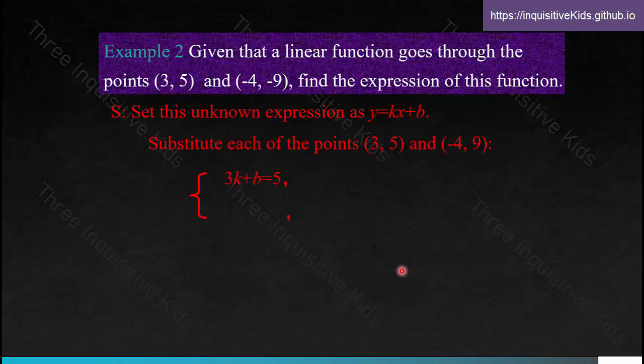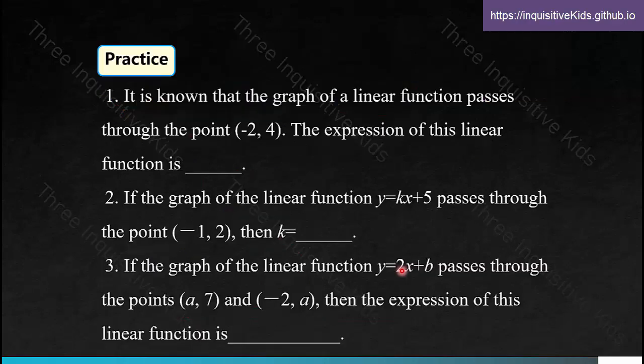So you know that y equals kx plus b, so when x is equal to 3, y is equal to 5, right? So 3k plus b is equal to 5, and negative 4k plus b is equal to negative 9. And now you have a system of equations. Solved, k is equal to 2, b is equal to negative 1. So the linear function would be y is equal to 2x minus 1.